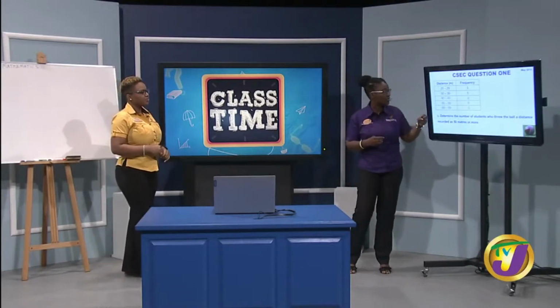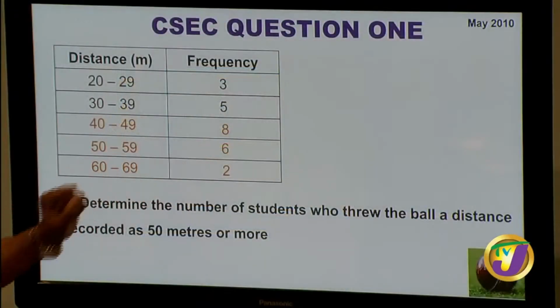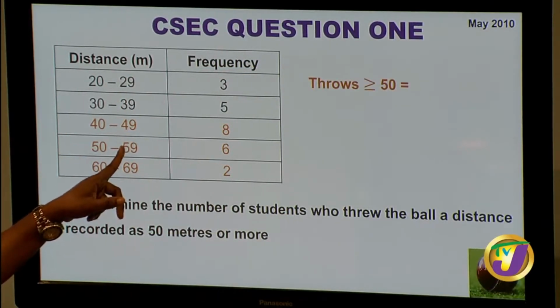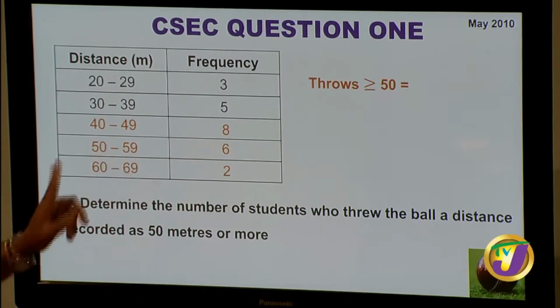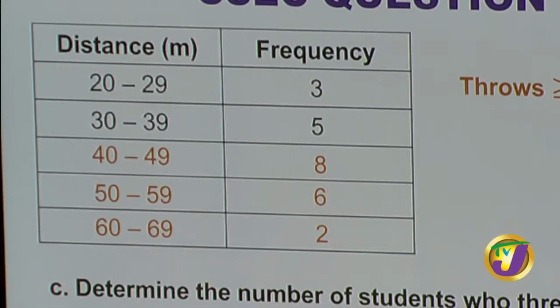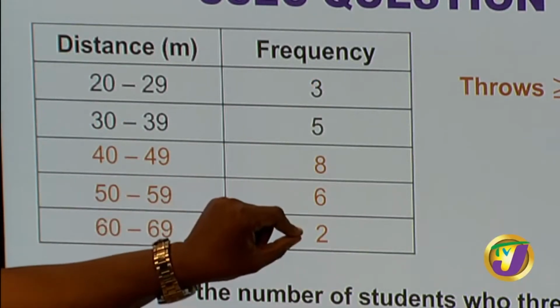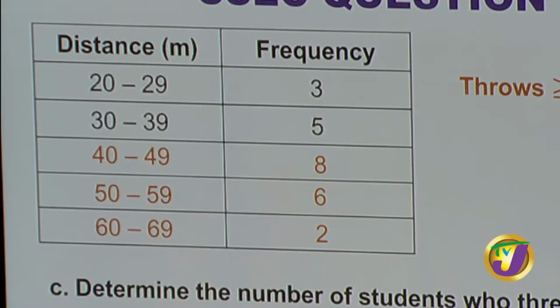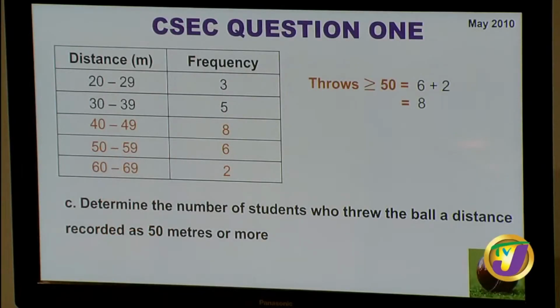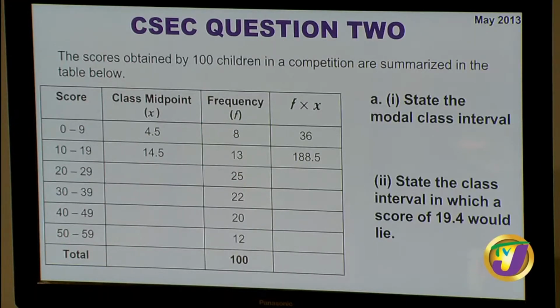Right. So let's just jump to our table quickly. I'm seeing here that 6 students threw the ball between 50 and 59 meters, so they would fall in the category. And those who scored 60 to 69 meters would also fall in that category. So I'm thinking we should find the sum of 6 and 2 to figure that out. Am I correct? You are. And so we would have 8 students who threw a distance recorded as 50 meters or more. That's it. All right, and we would have completed 1 question.